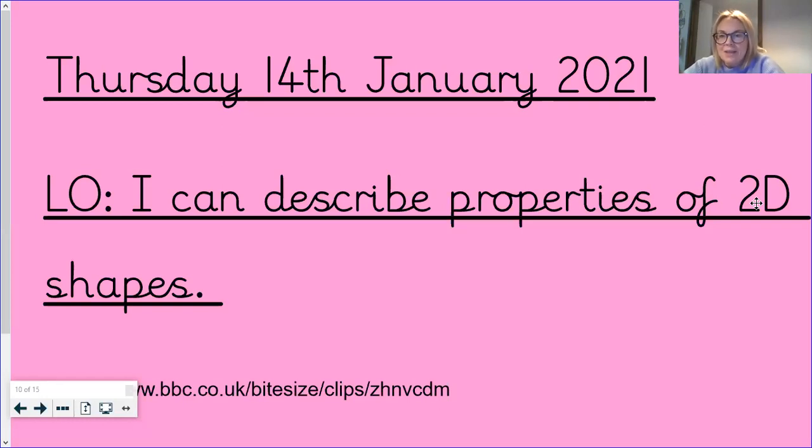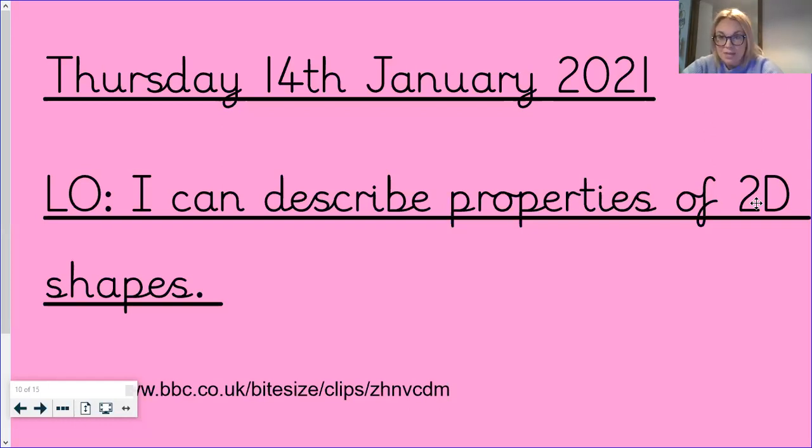Okay, so if you're finding the main sheet in the star tabs a little bit tricky, have a go at the pink sheet instead. Now your learning objective today is: I can describe properties of 2D shapes. It's the same learning objective as Monday.